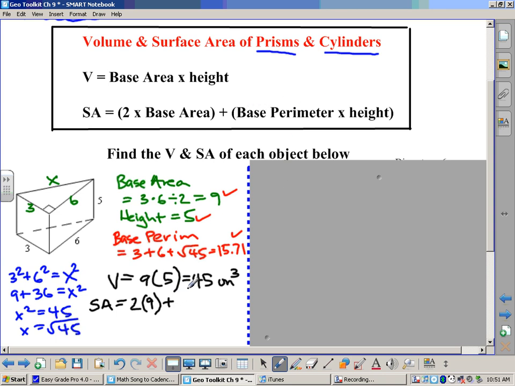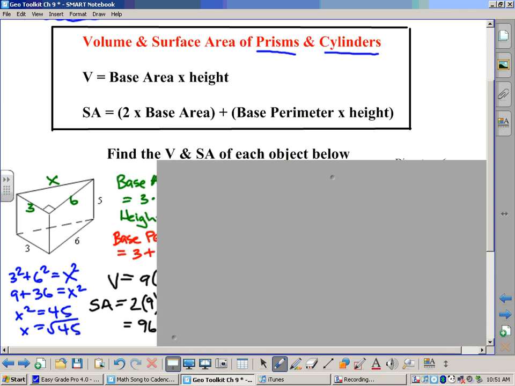So the perimeter of the base is 15.71, and the height of this was 5. So grab your calculators. 2 times 9 is 18, plus this, and you wind up getting, when you're all done here, 96.55, and that will be square units. We're talking about area. That's 2-dimensional, so we're going to say square units. So that's how you'd find the surface area of this triangular prism.